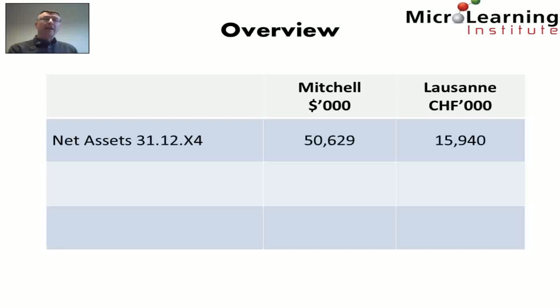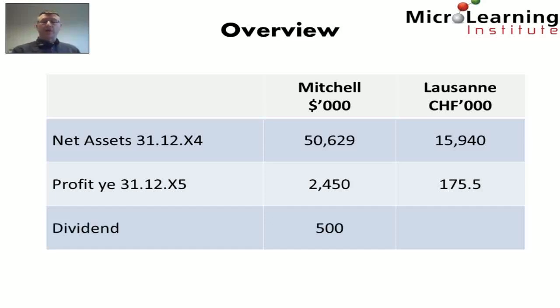We're told that the net assets on the 31st of the 12th X4 for Mitchell, measured in dollars, was $50,629,000, and for its overseas subsidiary Lausanne, measured in Swiss francs, was 15,940,000 Swiss francs. We're also told that in the period year ending 31st of December X5, Mitchell made a profit of $2.45 million, where Lausanne made a profit of 175,500 Swiss francs. We're also told that Mitchell paid a dividend of $500,000 in the period.